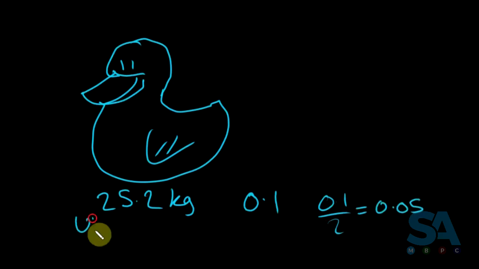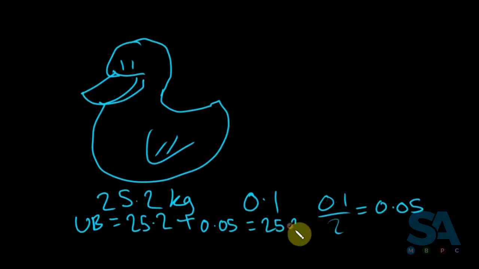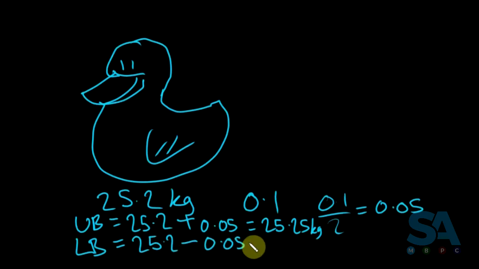To find the upper bound, what you do is add this 0.05 to the weight that's been given to you. So 25.2 plus 0.05, which equals 25.25 kilograms. For the lower bound, you just use the starting value and take away the 0.05, which gives you 25.15 kilograms.